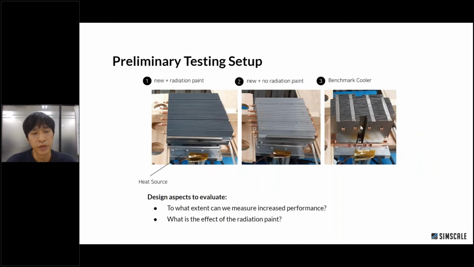So in order to test these basic ideas, we first built the prototype coolers with and without applying radiation paint, and we performed a series of experiments to see the difference between the newly proposed cooler and the benchmark cooler.